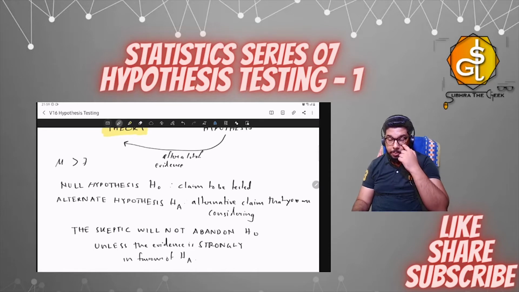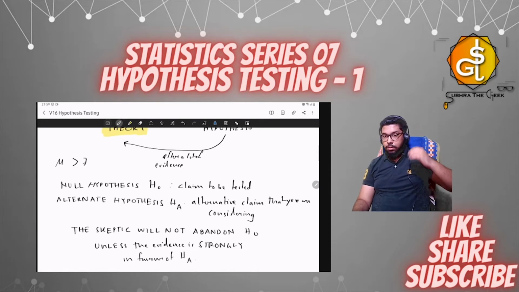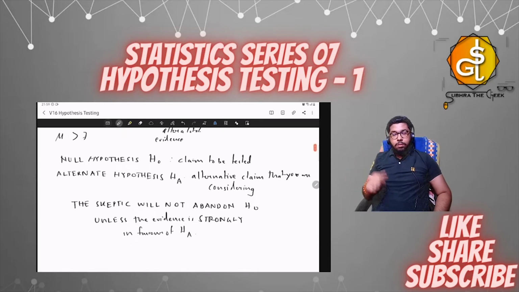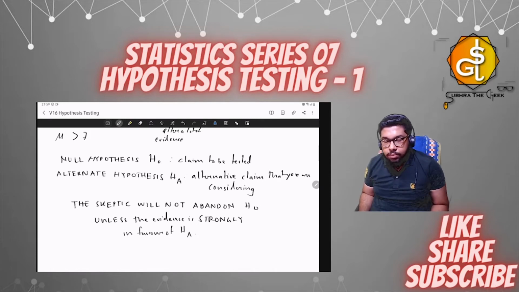You're not gonna shift your position. Your default position is always H naught, and you're not gonna shift your position until and unless the evidence or the data that you receive strongly suggests that H naught is more likely to be false. You never say that it is true. You just say it's more likely that H naught is true or H naught is false, because you can never definitely claim. It's all relative. Remember, you cannot definitely claim anything in science.